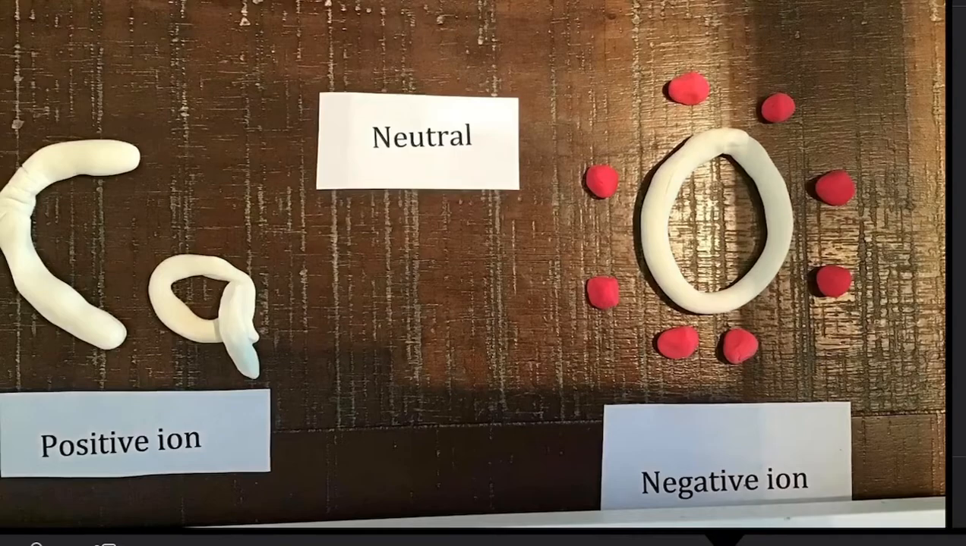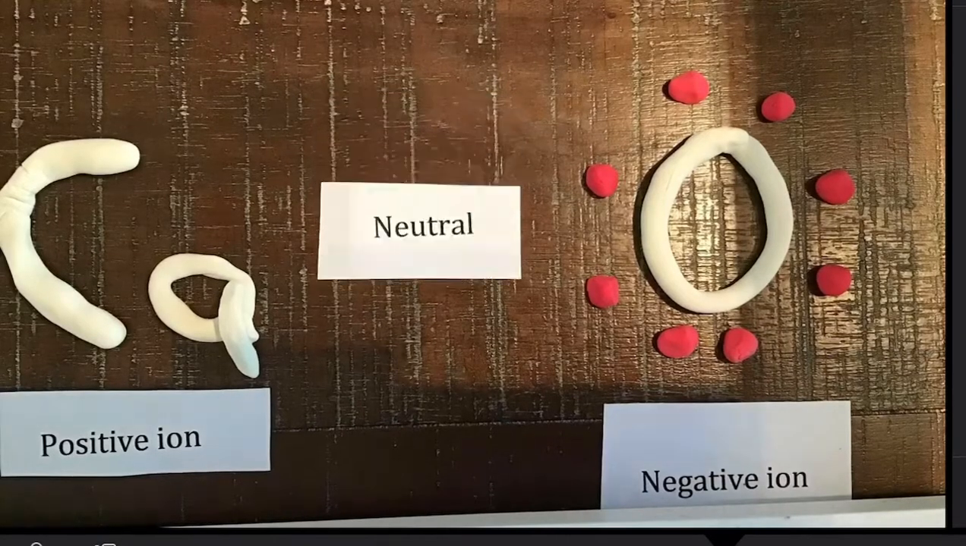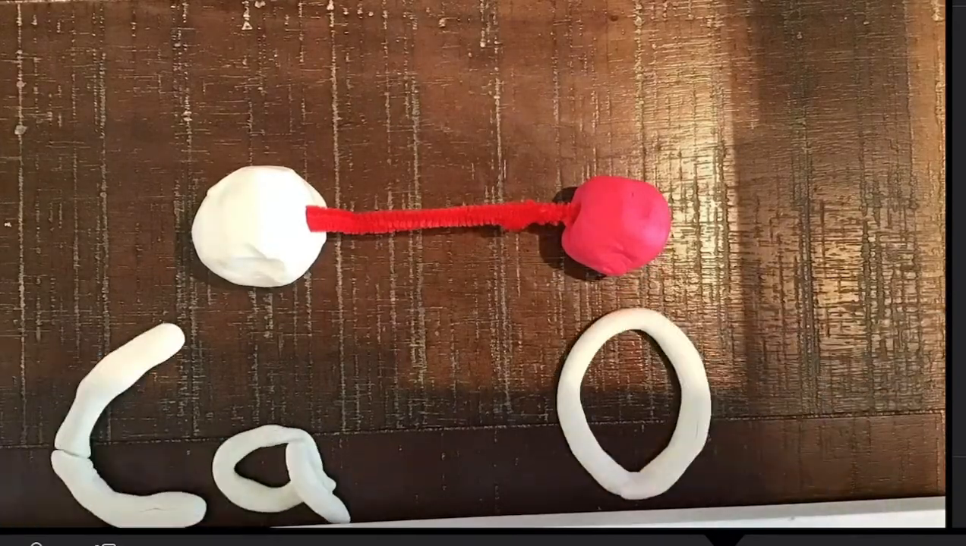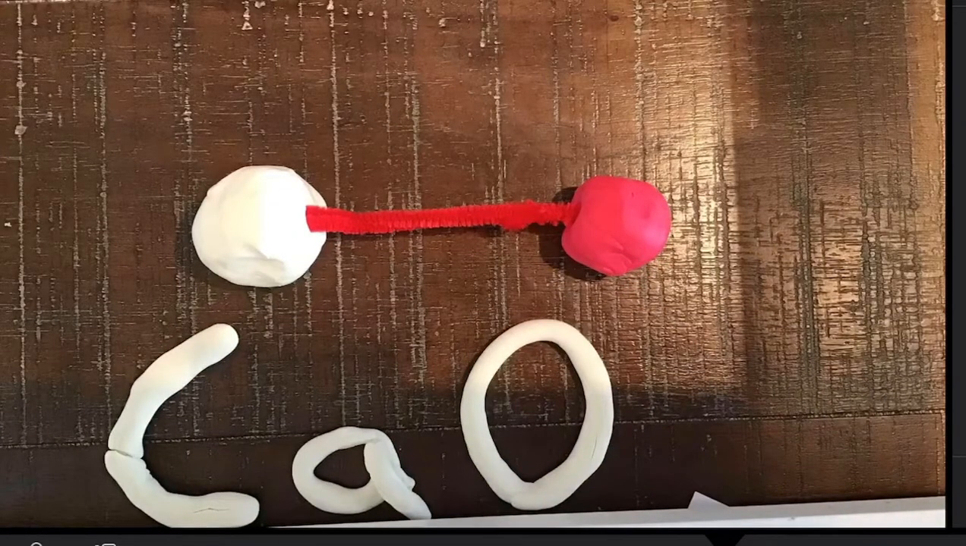Before both of these were positive or negative, they were both neutral, which meant they have the same number of protons, electrons, and neutrons. The compound for this bond would look like this, and the subscript would be calcium oxide.